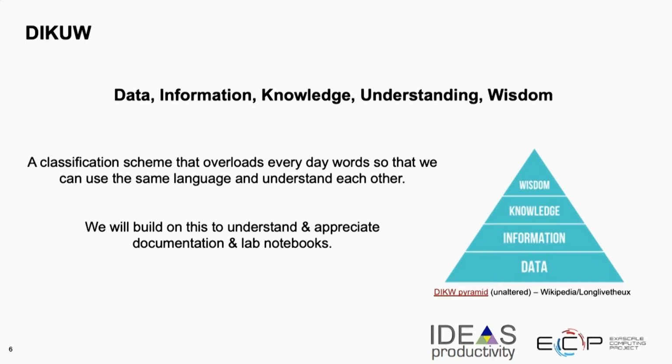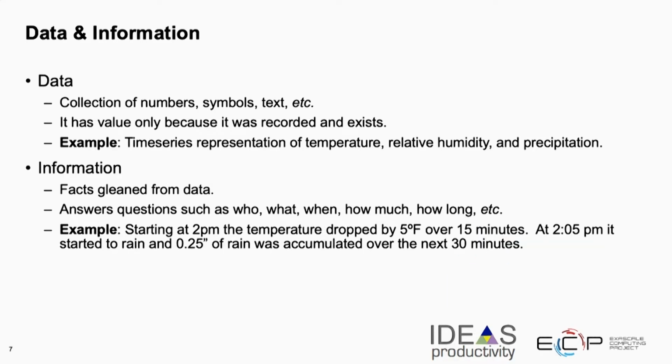Okay? So we're going to start off with data and information. Data is a collection of numbers, symbols, what have you. Data in and of itself has no value. Its value is simply in the fact that someone has taken the time to record it, or some instrument has recorded it. It exists, and hopefully it's been made available so that people can actually put that data to good use and derive value from it. So for me, information is facts that are gleaned from that data.